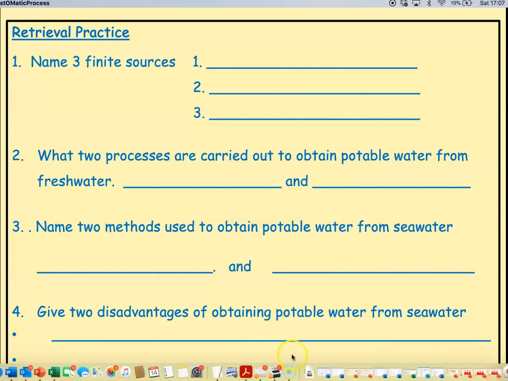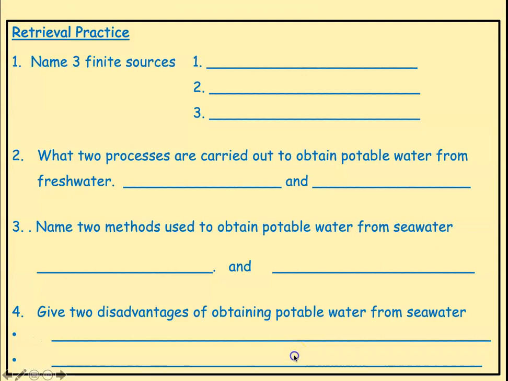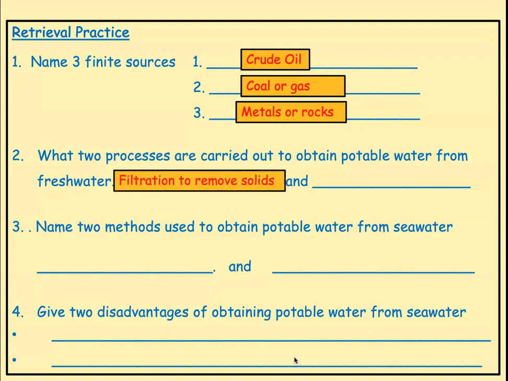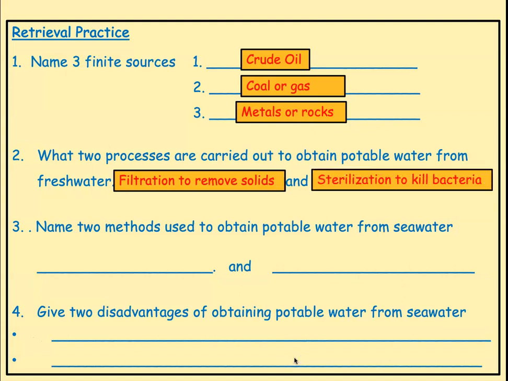Okay, welcome back. Three finite sources. So we've got crude oil, coal or gas, any fossil fuel, and any metal or rock. What two processes are carried out to obtain potable water from fresh water? Filtration to remove solids and sterilization to kill bacteria.